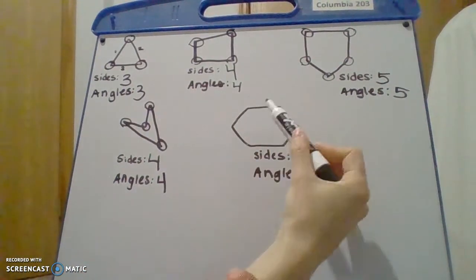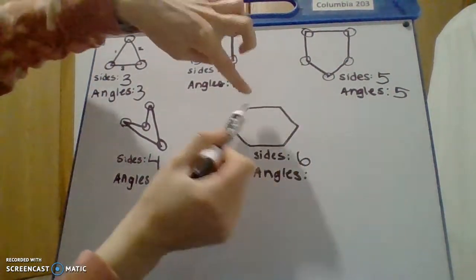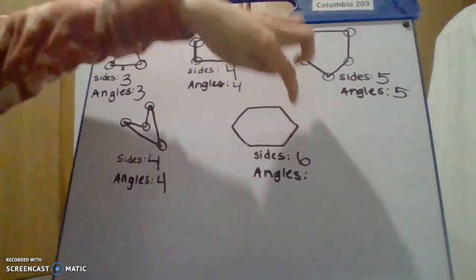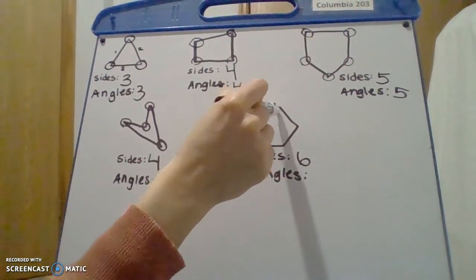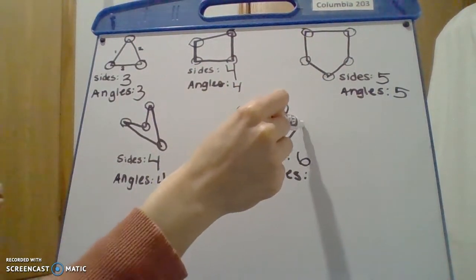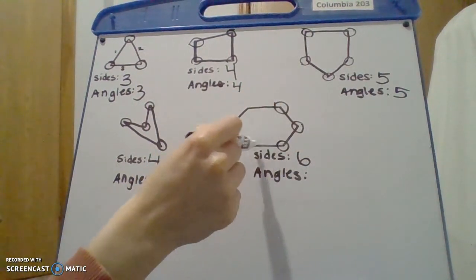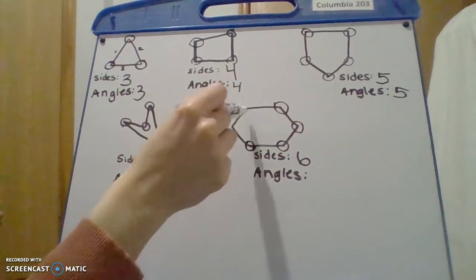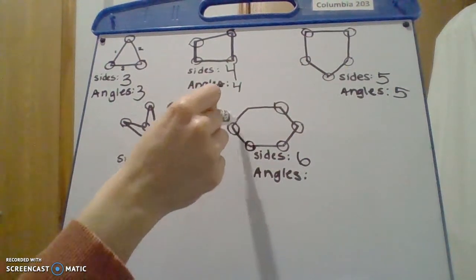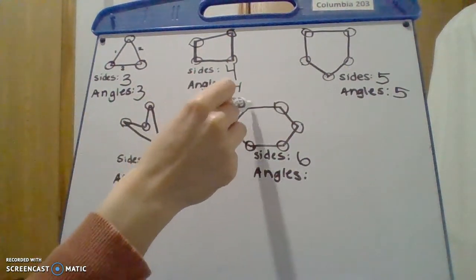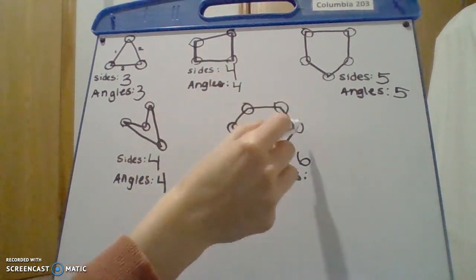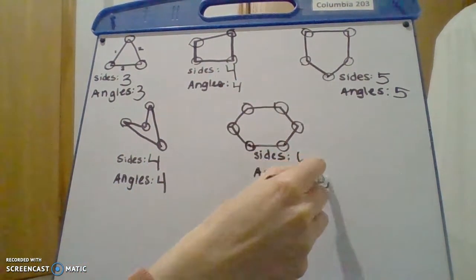Let's see. I want you to be able to see this. So this side and this side. Here's your angle. This side and this side. It's an angle. This and this. These side and this side. This side and this side. So you have to go each side together so you don't miss any sides. We have 1, 2, 3, 4, 5, 6.